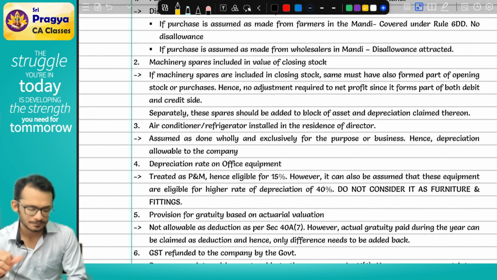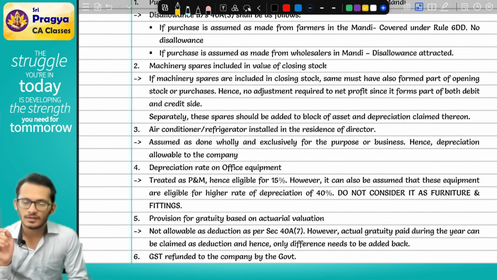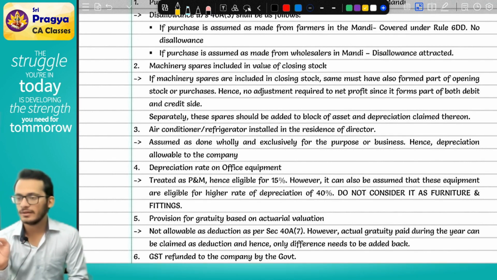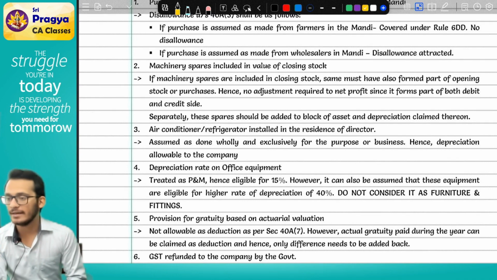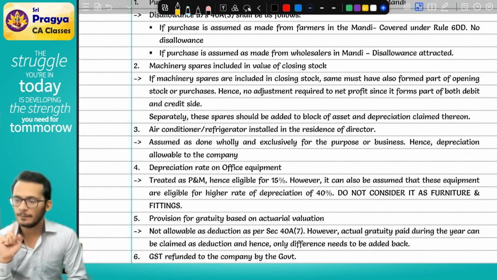Next adjustment. Rahul, I have said that I have installed air conditioner or refrigerator in the director's premises. Now, this was a tricky area. Be careful. I am saying the question said net profit includes depreciation charged on the air conditioner which is installed in director's home. You are a company installing an AC in director's home. For that, depreciation is being claimed by the company.